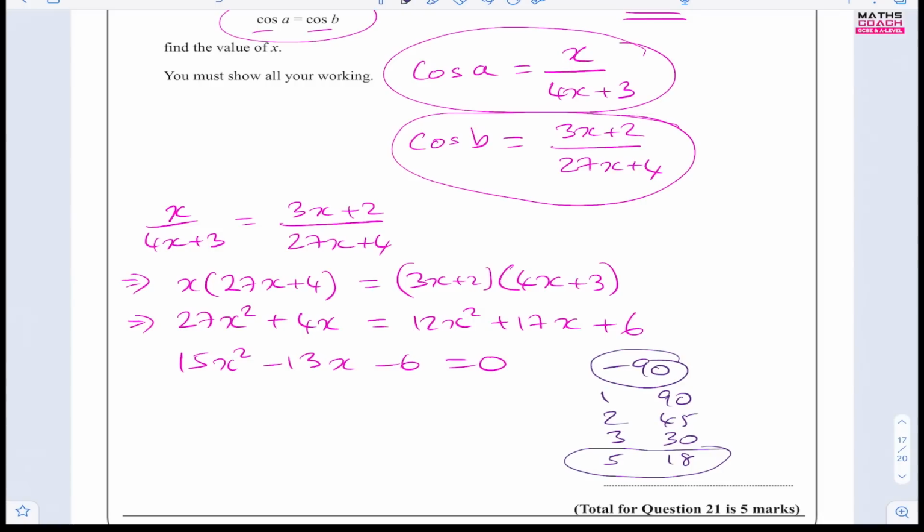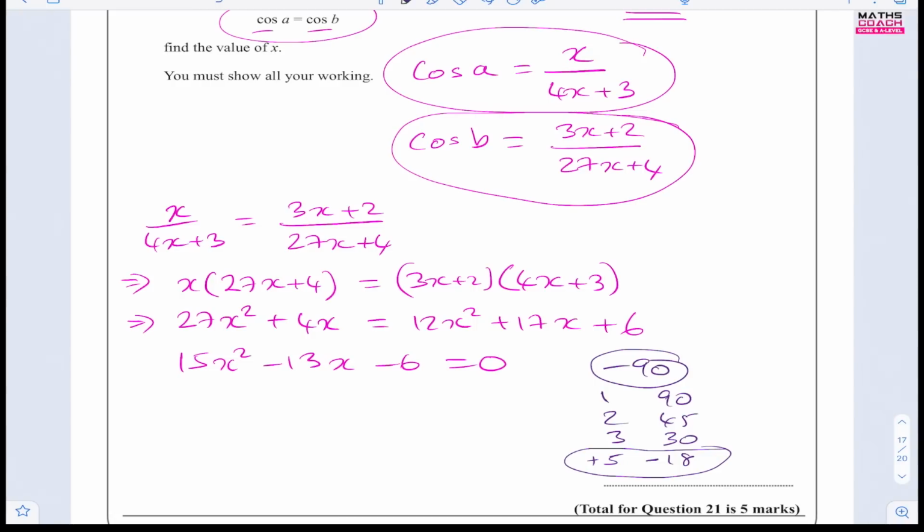But what kind of signs do they have? We need to add to give minus 13, so it's going to be a minus 18 and a positive 5. And when they multiply, of course, they're going to give you minus 90 as well. Now, there may be a particular method that you use to get them into the brackets, but I'm going to be using one of them, which I've got on my channel.